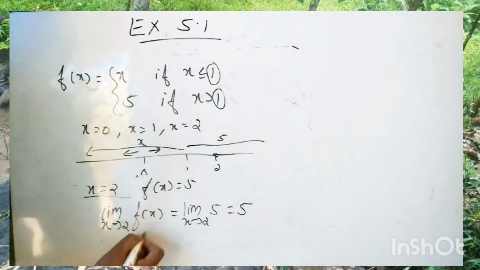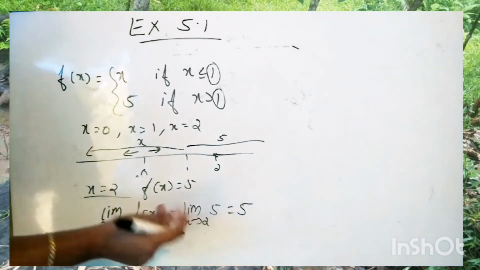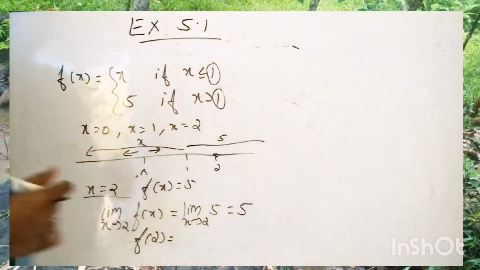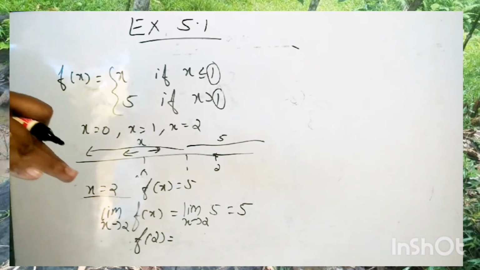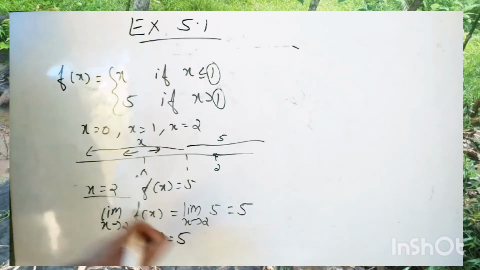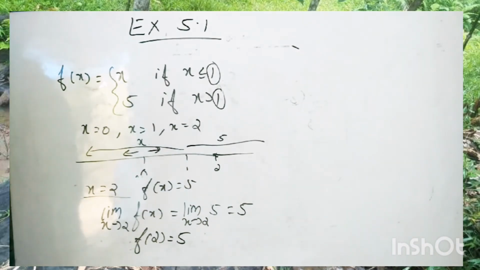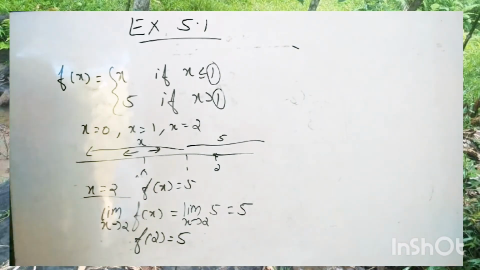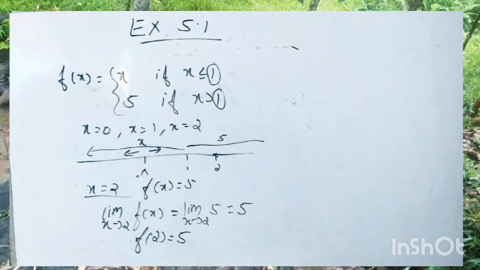And f of 2 is equal to, f of x is 5. If we have any term which contains x in our f of x, we can substitute x is equal to 2. Here the function is constant. For any value of x, the function takes 5 only. So f of 2 is equal to 5. That means limit x tends to 2, f of x is equal to f of 2. Therefore, the function is continuous at x is equal to 2.